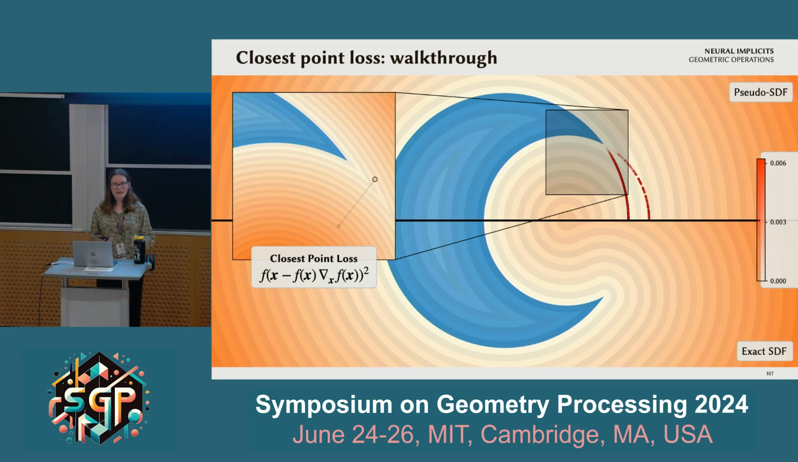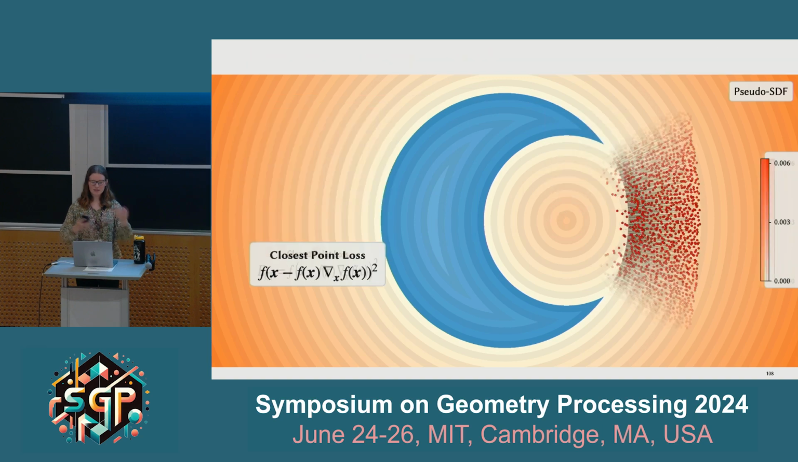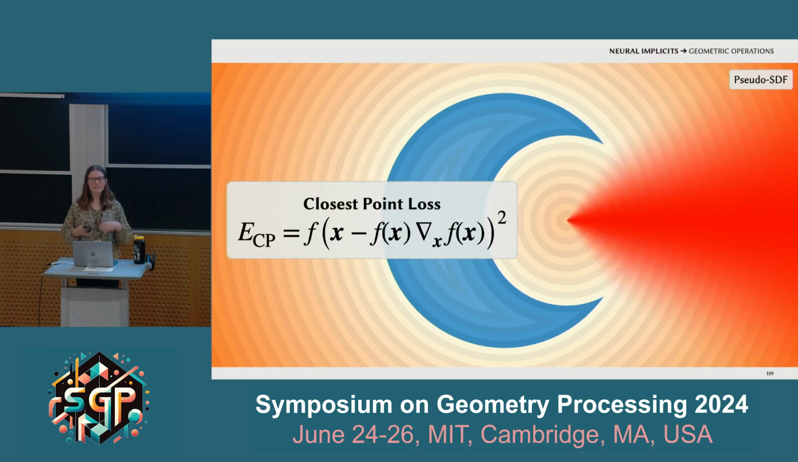And if we have an exact SDF, this is going to be 0 everywhere because all the points map exactly to the boundary, the 0 level set. But in a pseudo-SDF, these pseudo-SDF regions will have points that don't map to 0 and so have loss. And so this procedure gives us a way to construct a loss function which penalizes regions that are pseudo-SDF.